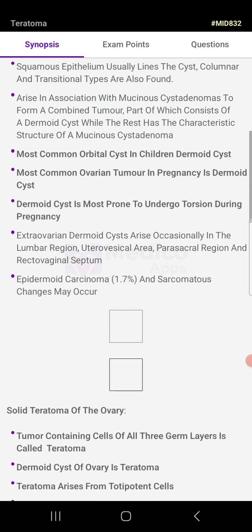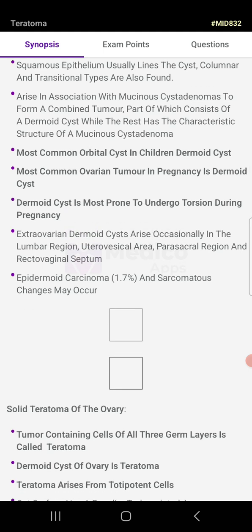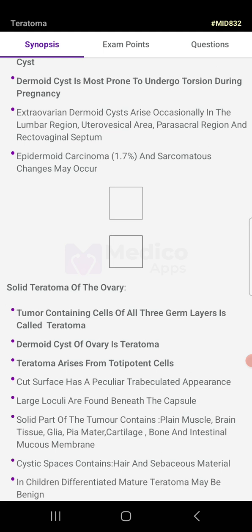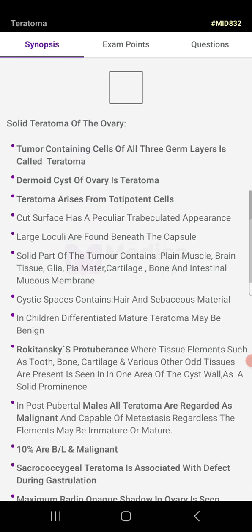The most common orbital cyst in children is the dermoid cyst. The most common ovarian tumor in pregnancy is the dermoid cyst. Dermoid cyst is most prone to undergo torsion during pregnancy. Extra-ovarian dermoid cysts arise occasionally in the lumbar region, uterovesical area, parasacral region, and rectovaginal septum. Epithelial carcinoma and sarcomatous changes may occur.